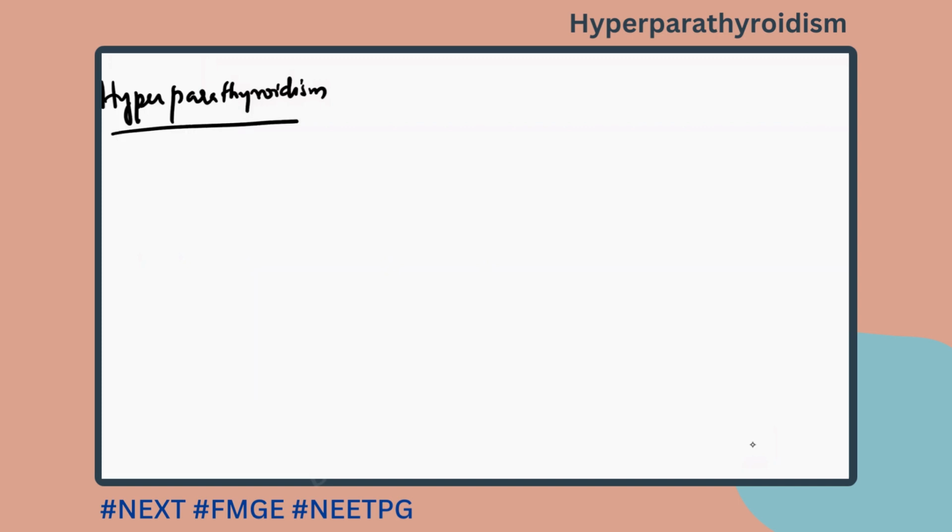See, hyperparathyroidism can be of two types. What is hyperparathyroidism basically? Increased PTH secretion, increased parathormone secretion, is called hyperparathyroidism. When parathormone comes into play, there can be two types.